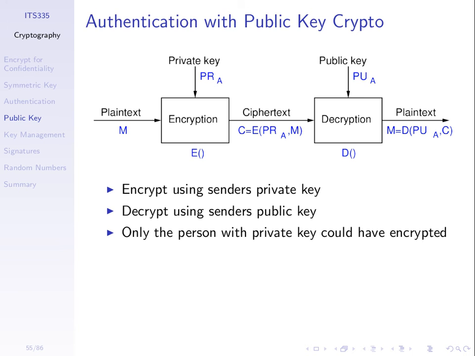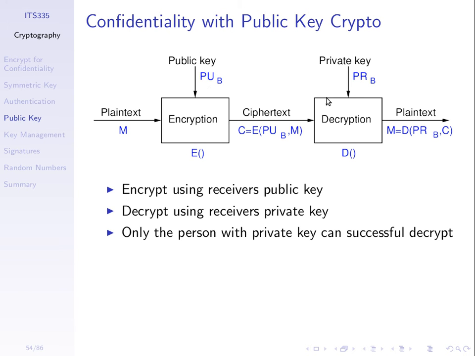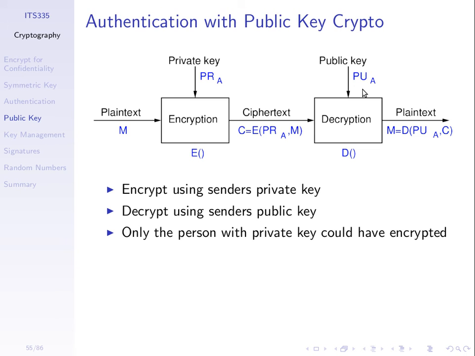For confidentiality, only the person who has the private key can decrypt. And for authentication, we can verify who sent the message using their public key. If it decrypts with PUA, it means it must have been encrypted with PRA, which means it must have been sent by A. That's how we apply authentication. And that's about all we want to know about public key cryptography.